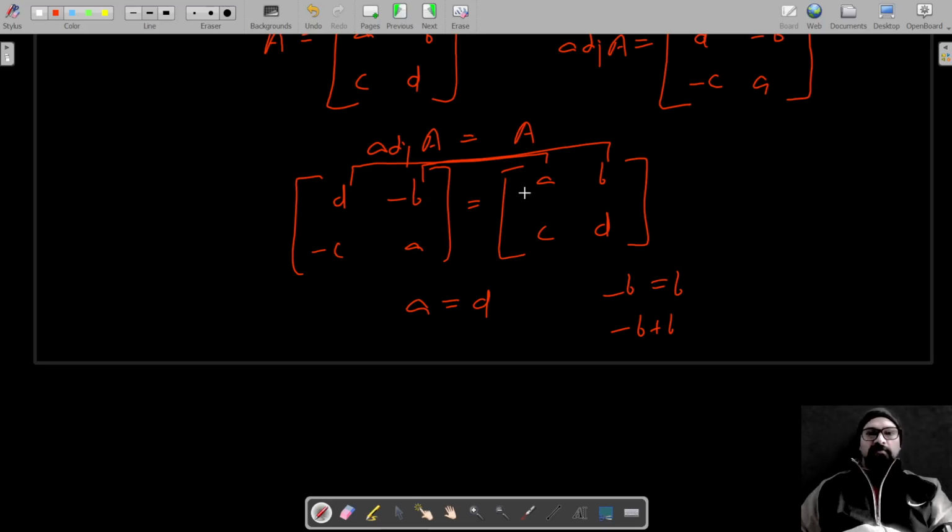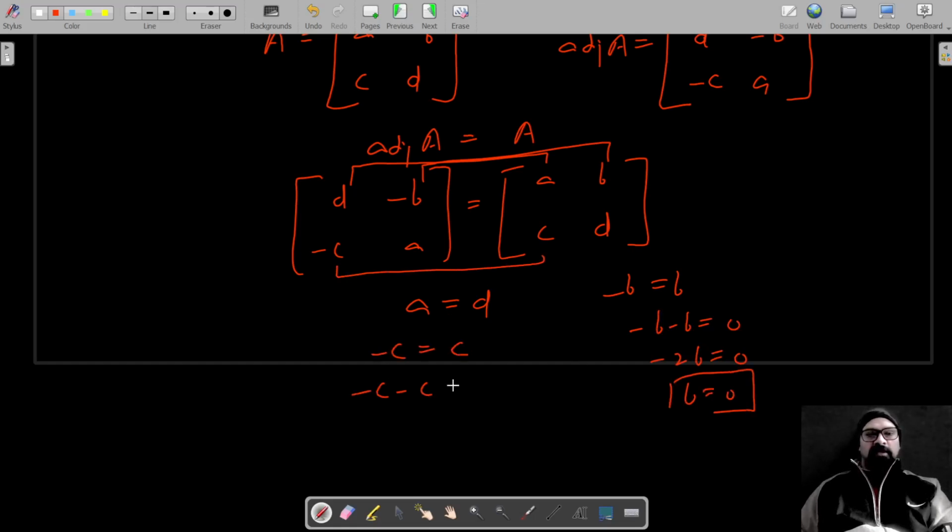So A is equal to D and negative B is equal to negative B. So that means negative B is equal to 0, so that means B is equal to 0. Now negative C is equal to negative C. That means negative C is equal to 0. Negative 2C is equal to 0. C is equal to 0.